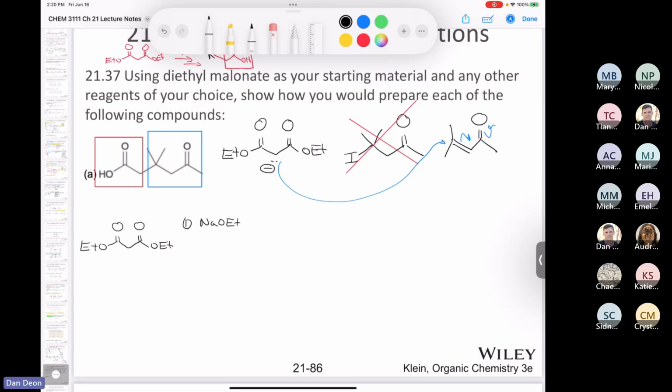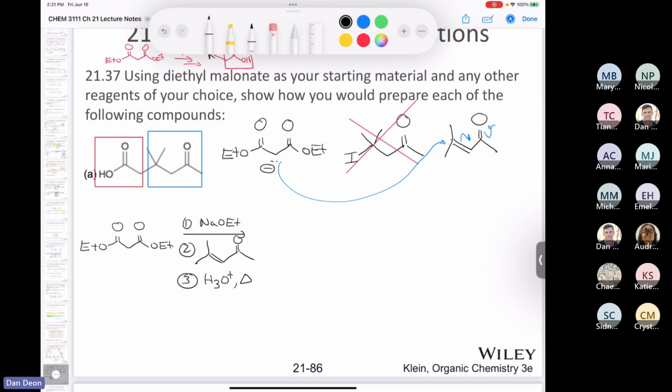All right, and then we would put in our Michael acceptor, which would be this compound. This is our alpha beta unsaturated ketone. So that would do our Michael addition, and then we would do a proton transfer at the end. Then we would heat it up in aqueous acid. So aqueous acid and heat, and that is going to give us the desired product.